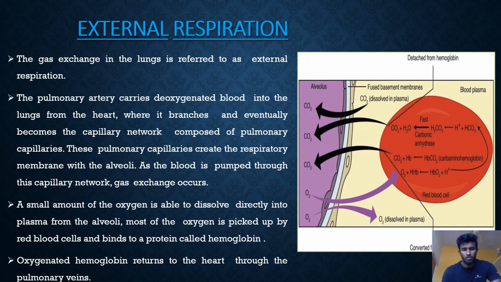A small amount of oxygen is able to dissolve directly into the plasma from the alveoli, but most of the oxygen is picked up by the red blood cells and binds to a protein called hemoglobin. The oxygenated hemoglobin returns to the heart through the pulmonary veins.